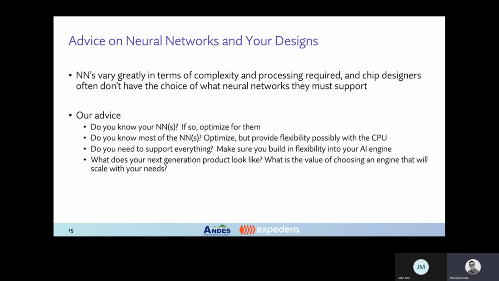So let's start out with a little bit of advice here. Do you know your neural networks? If so, optimize for those neural networks. That seems pretty obvious. But in some cases, you may not know all of your neural networks, and this gets to the future proofing that we'll talk about later. So our advice, if you know most of your neural networks, optimize, but definitely provide flexibility, possibly with the CPU.